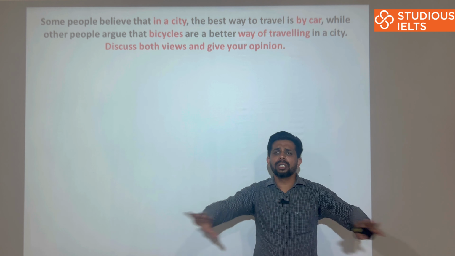So this should be your exact bifurcation of your question, and with the help of this classification, you can pick each and everything from the question and answer that in your essay. What they are asking us to do is to discuss both these views, whether cars are a better means or bicycles can be more convenient. So we will have to discuss both these views, and we also have to present our own opinion. If you forget that, even then you are leaving your task achievement in the middle because it is not completed at all. So please don't forget to give your opinion.